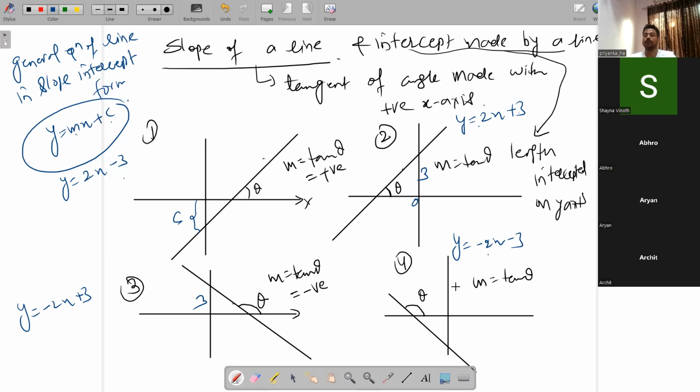Understood the meaning of slope of a line and intercept and the equation of a line in slope intercept form? Noted down.